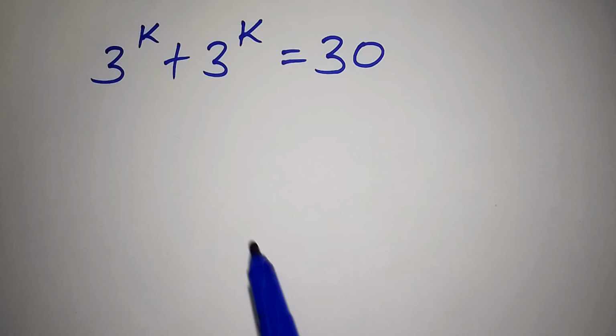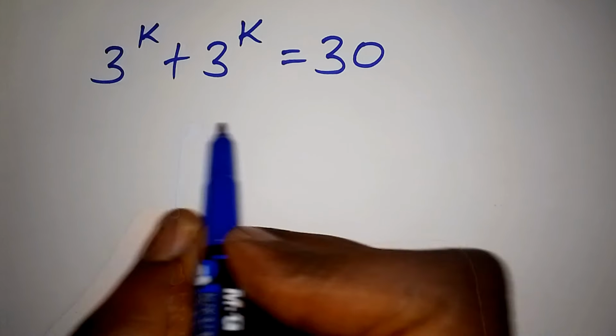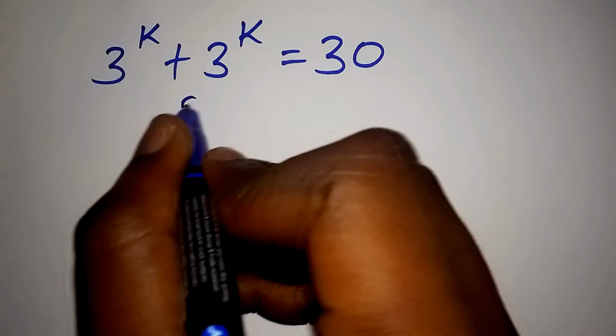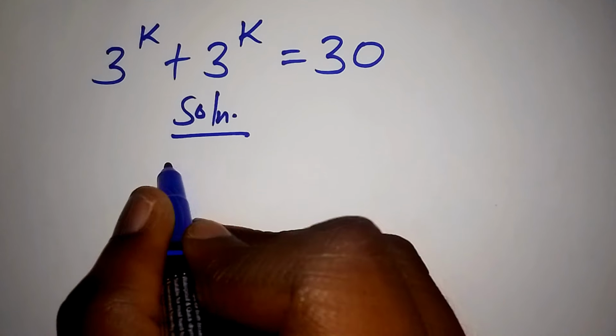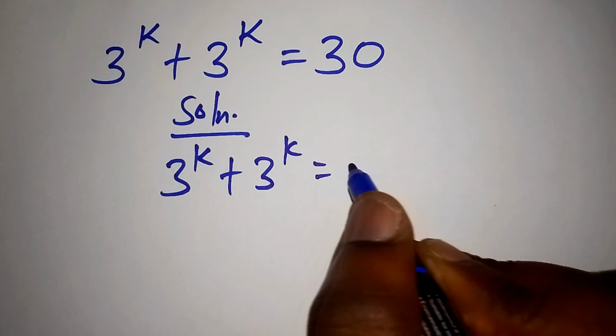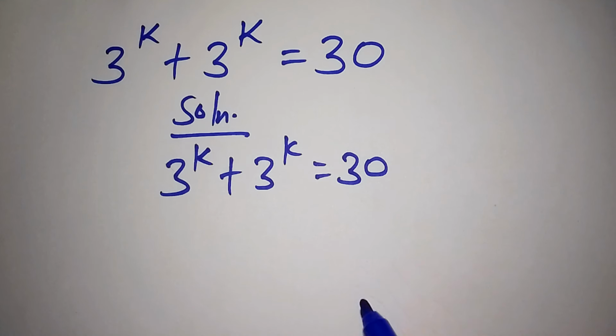Do you know that the moment you see this maths video for the first time, it can be confusing until we try it and we see how easy it is. So let's now start with the solution. We are asked to solve 3 to the power of k plus 3 to the power of k equals 30. So how do we get it? Don't forget to watch it up to the last.